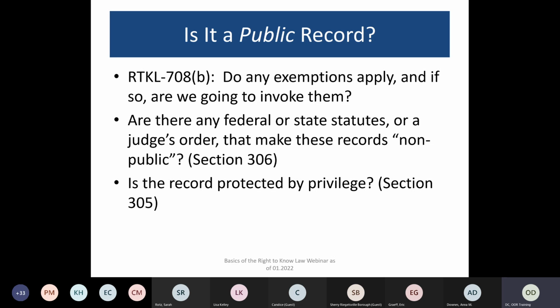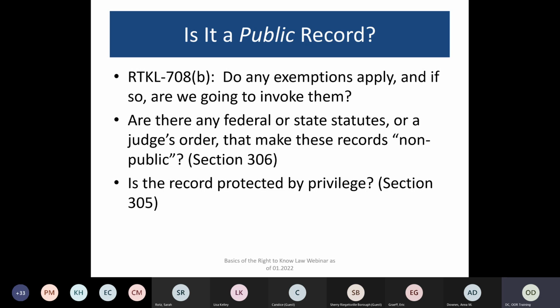So take a look at that section of the law. The law is available on our website under the Right to Know tab. It's not a very long law, and for the most part, it's written in common English that you can easily understand. All right, but these exemptions are important. So that would be your first hoop. Are the records being requested covered by any of these exemptions? And then if so, are we choosing to invoke them?